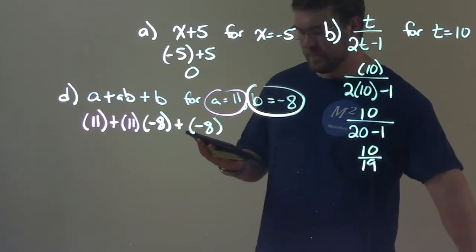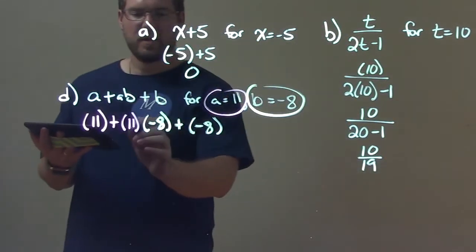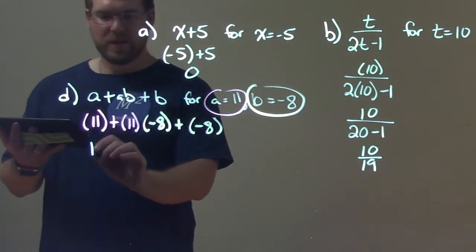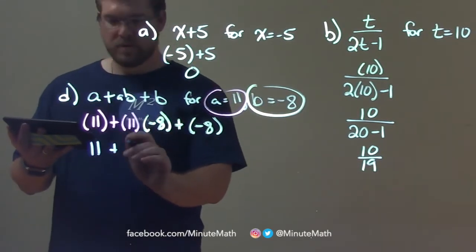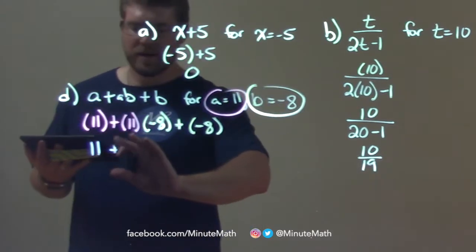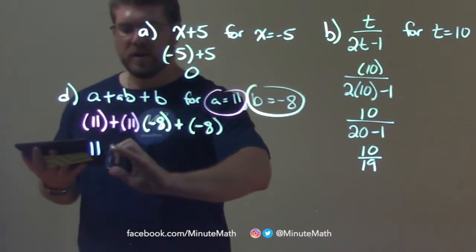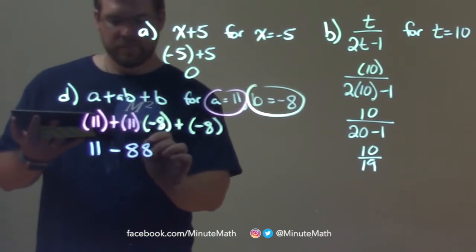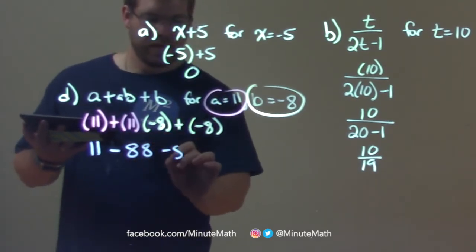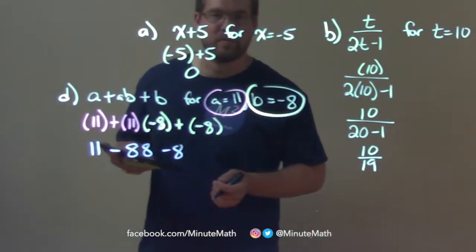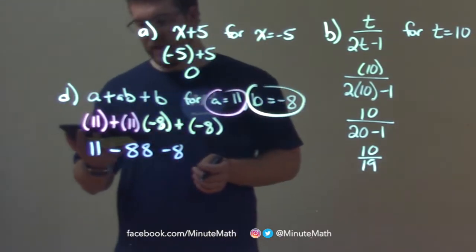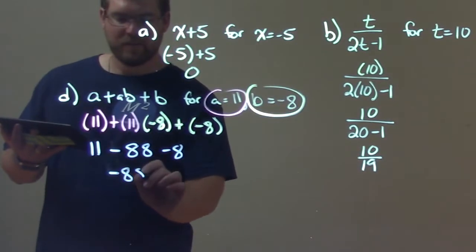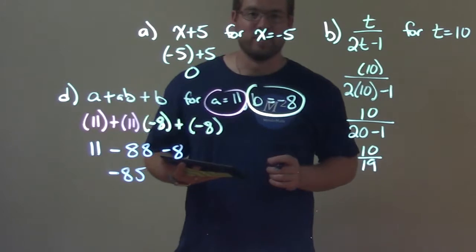Okay? So multiplication comes first. 11 times negative 8 is a negative 88. So this 11 comes down, plus a negative, or we just have minus, whatever you prefer. Let's keep it as a minus here. Minus 88. And then the minus 8 comes down. Reading left to right, 11 minus 88 minus 8 is a negative 85. And that's our answer there.